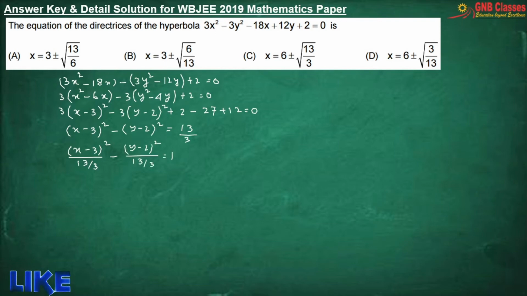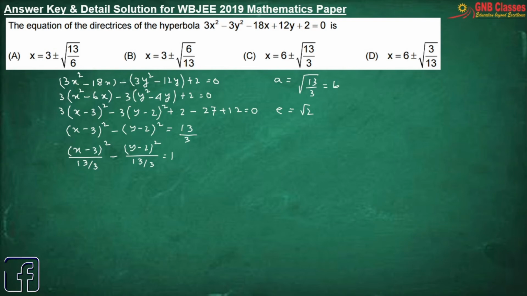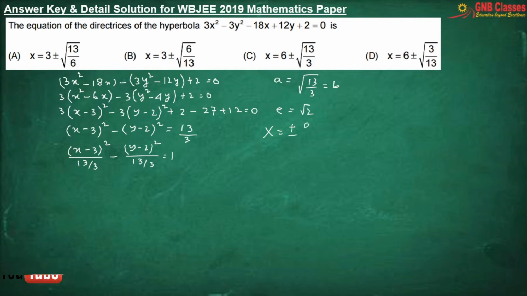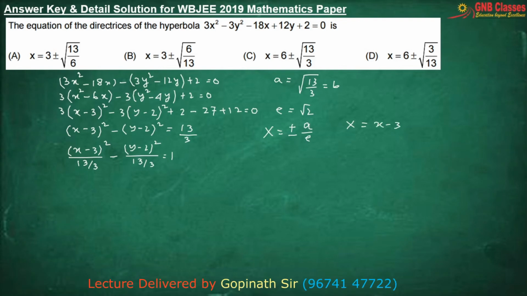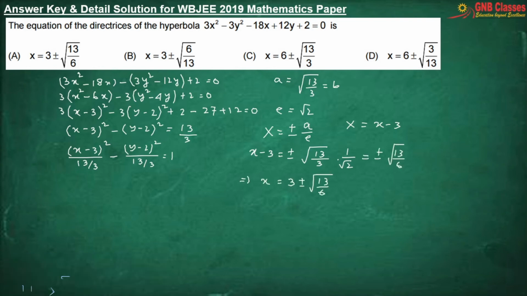Is it clear to all of you? Now here A is root 13 by 3, which is same as B. Therefore its eccentricity is root 2. Okay. Now the equation of the directrix will be capital X equals to plus minus A by E, where capital X is X minus 3. Therefore, the equation of the directrix of the hyperbola becomes. Is it clear? Therefore, the option A is correct for this problem. Is it clear? Now again, this sum is a board level sum. Okay.